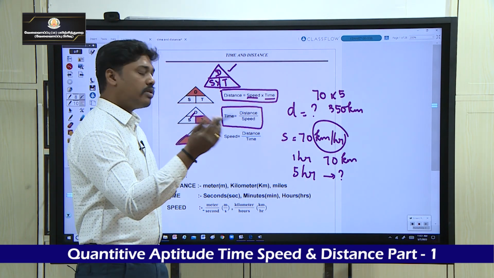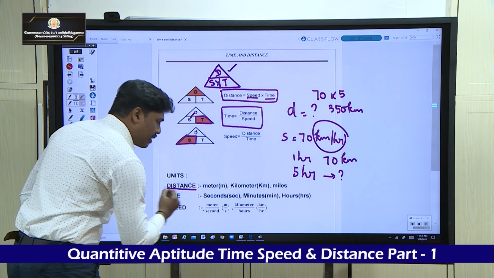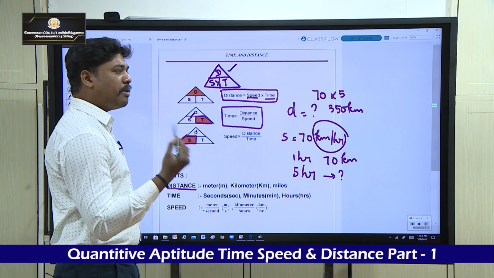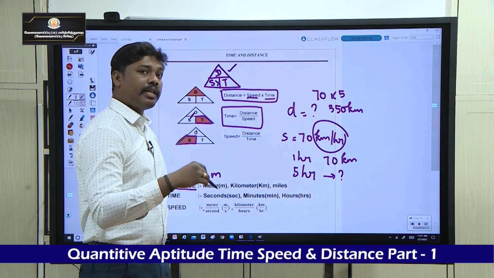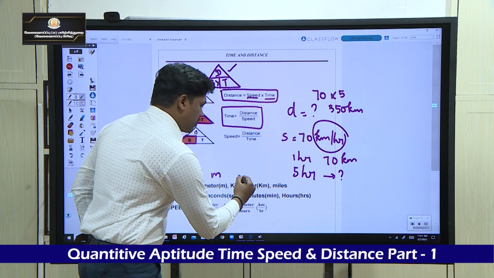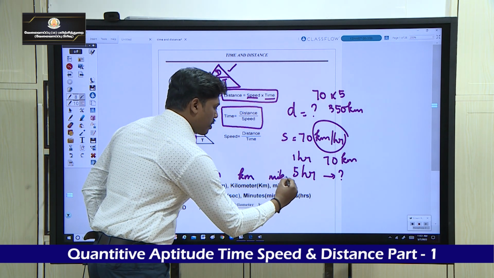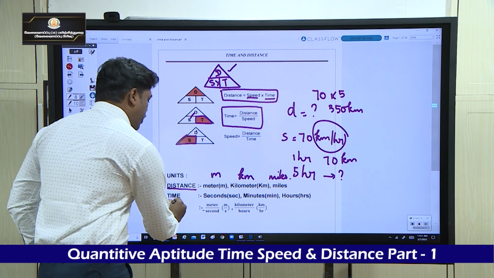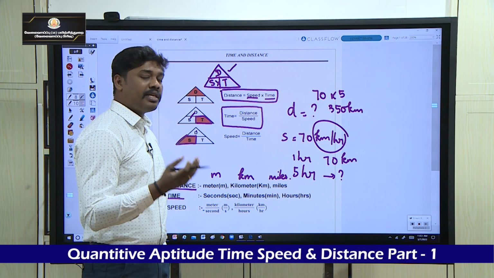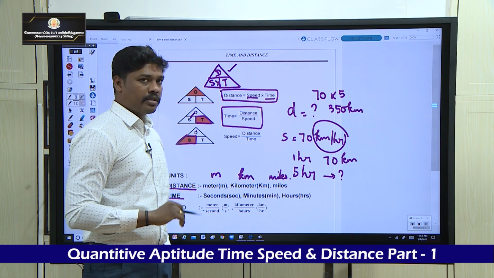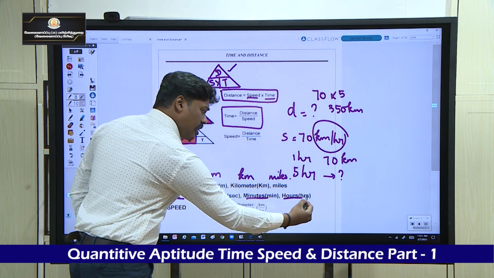How do we measure time, distance and speed? Look at here. How do we measure distance? Distance can be measured using meter, kilometer and then miles. What about time? How do we measure time? Time can be measured using seconds, minutes and hours.